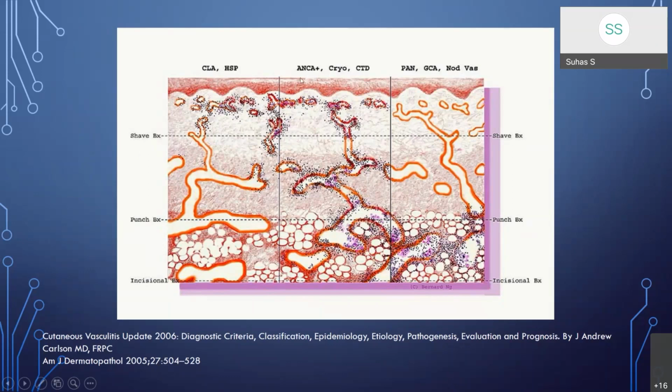Whereas in ANCA-associated vasculitis and cryoglobulinemic vasculitis, we can see all sizes of the vessels are involved. And this also includes medium-sized vessels which are present in the subcutaneous layers. Whereas in polyarteritis nodosa and giant cell arteritis, it is only the larger vessels which are involved.